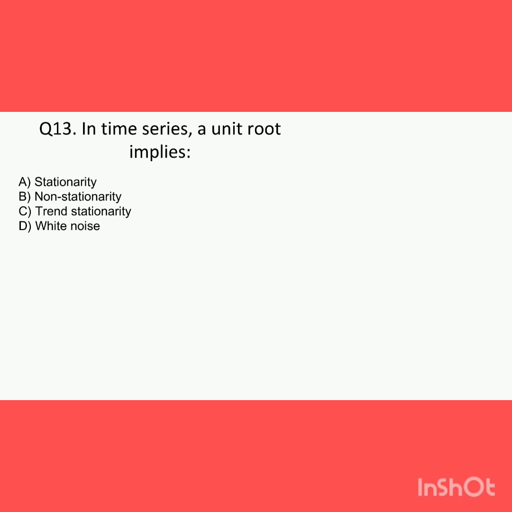Question number 13. In time series, a unit root implies option A, stationarity. Option B, non-stationarity. Option C, trend stationarity. And option D, white noise.